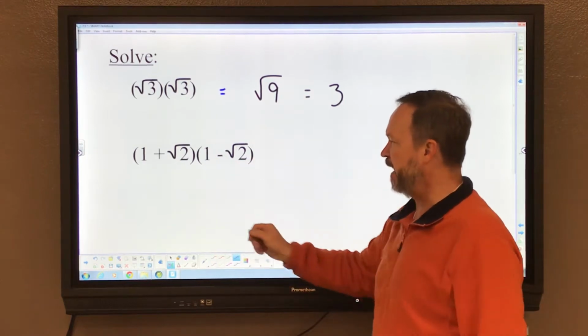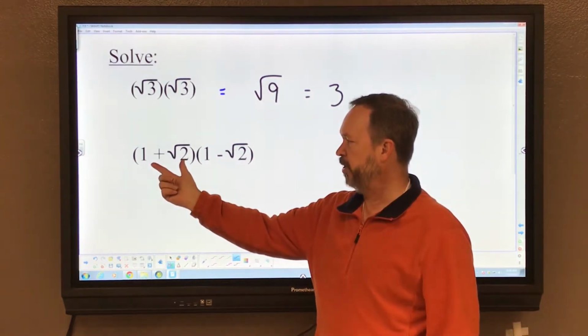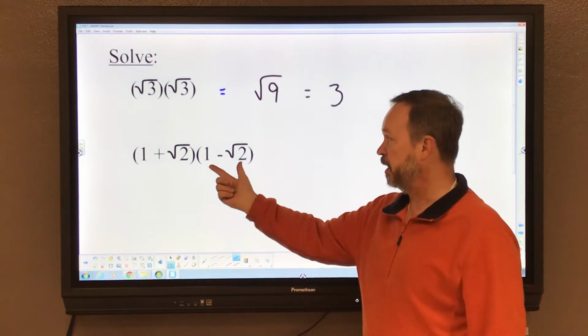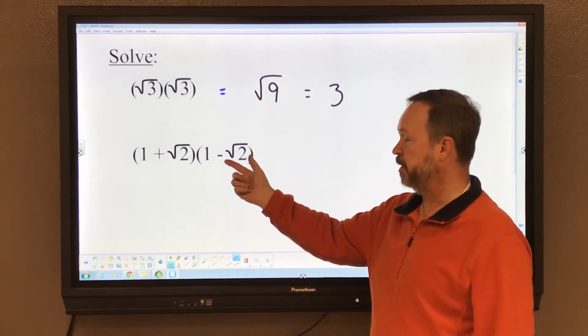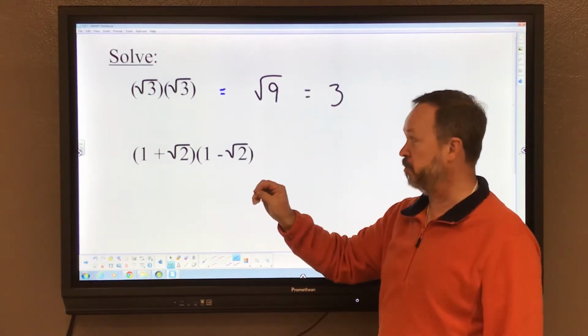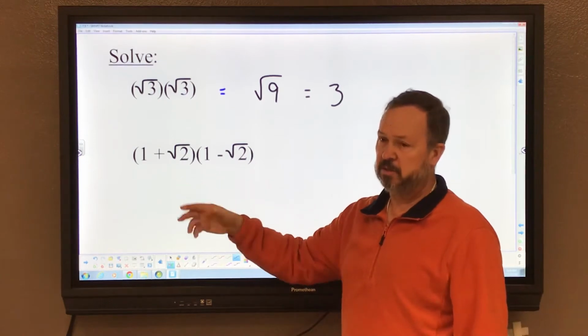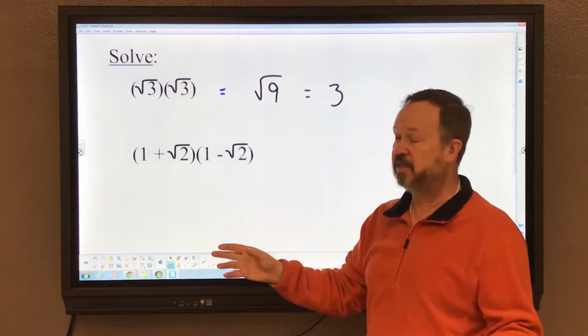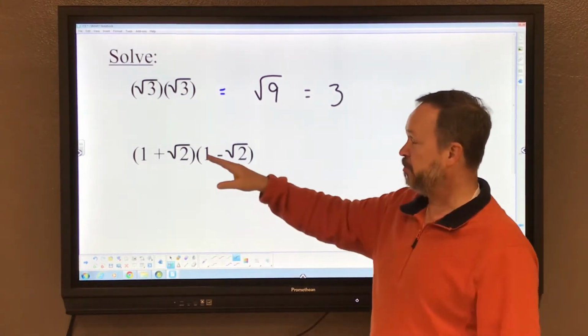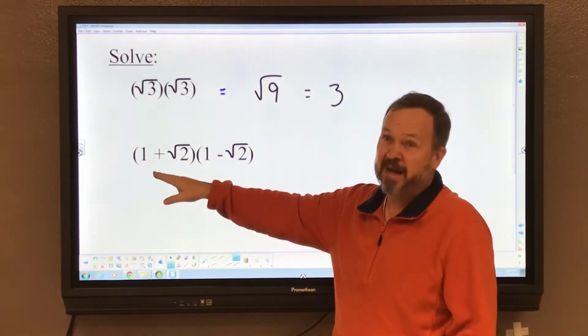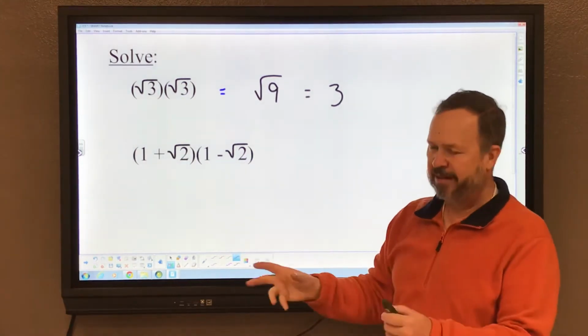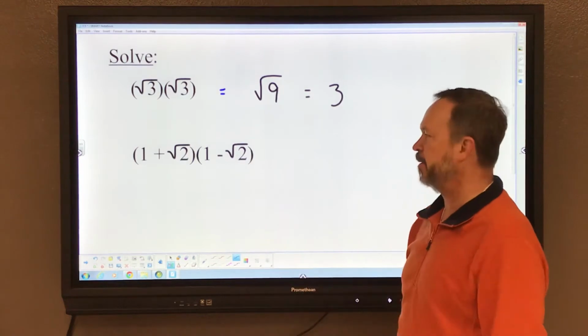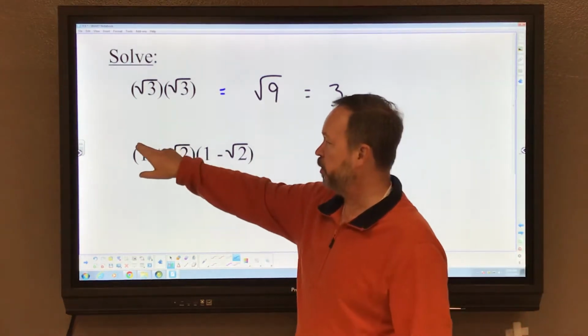This one, we have 1 plus the square root of 2 times 1 minus the square root of 2. Now you might can predict a little thing here because these are conjugates. This is going to clean up some of the nasty that we have going on here. But for all intents and purposes, it's like a binomial times a binomial. It's not technically, but it's a binomial times a binomial. So we're going to use FOIL.